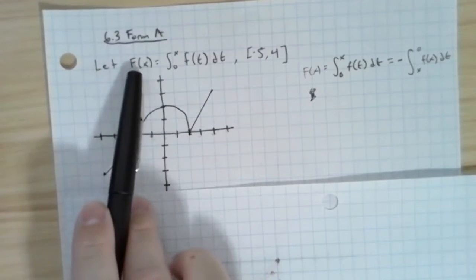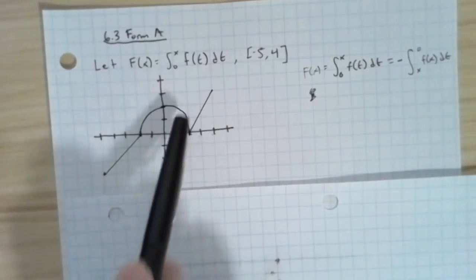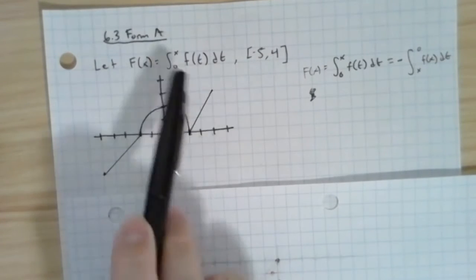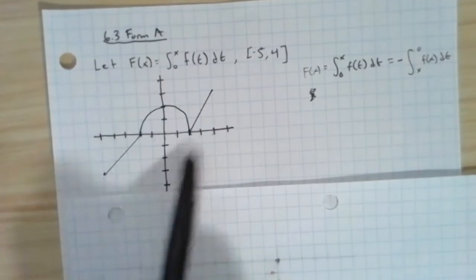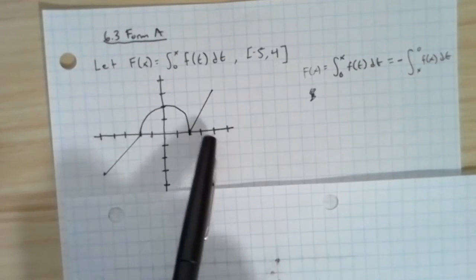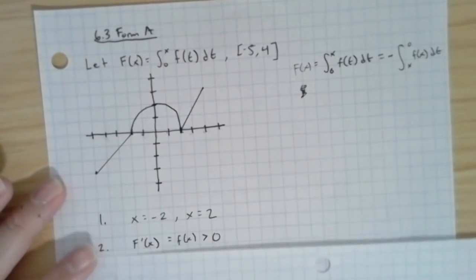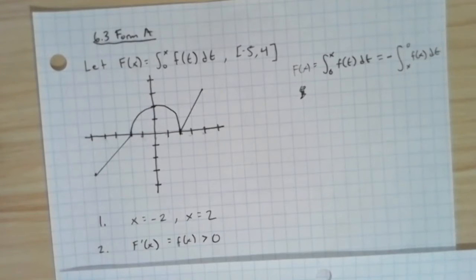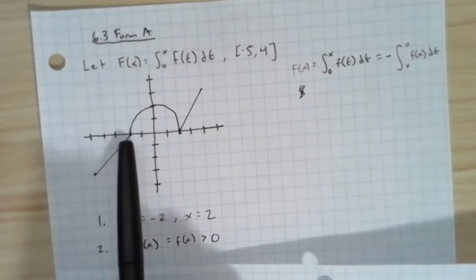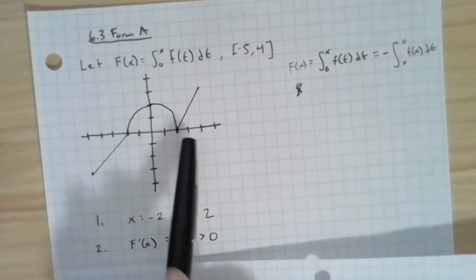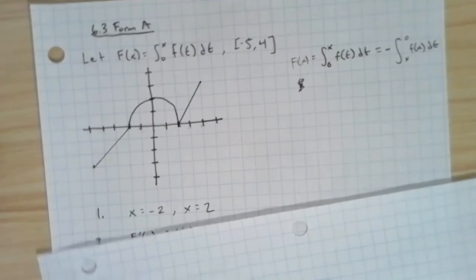Let f of x equal the integral from 0 to x, so starting point 0 to x, and we're observing this entire graph from -5 to 4. The first question asks us to identify the critical numbers. Just like from the previous graph, that's going to be where the graph is on the x-axis. So that's at -2 and at 2. Wherever the graph is on the x-axis, those are your critical x values.